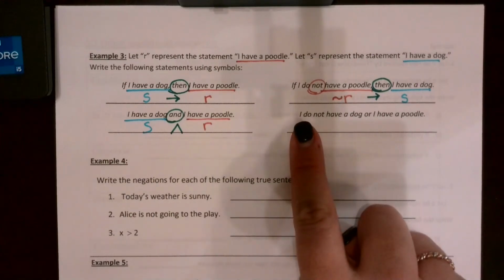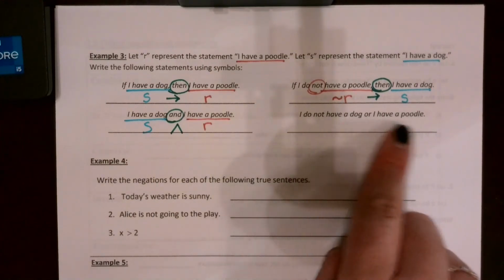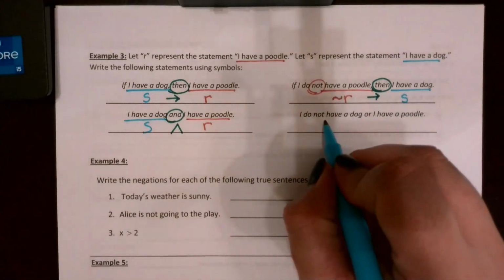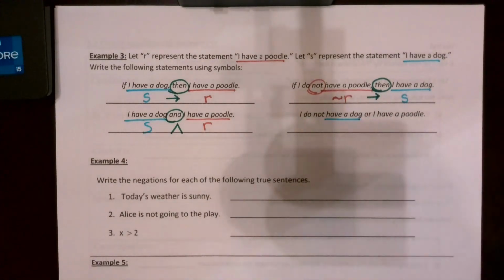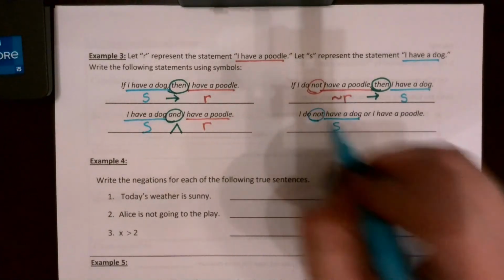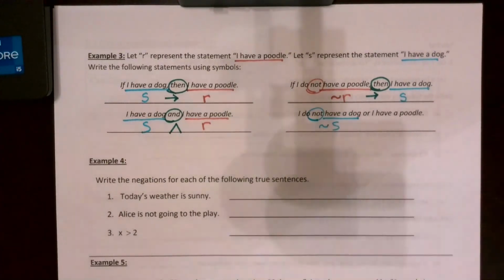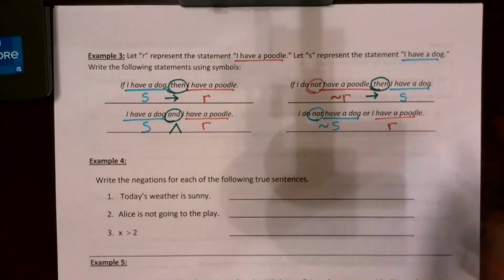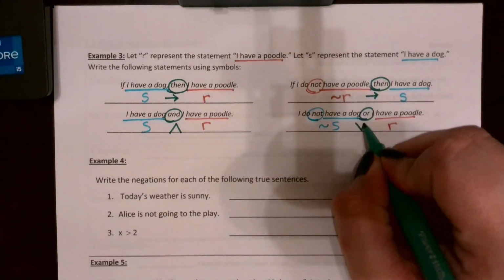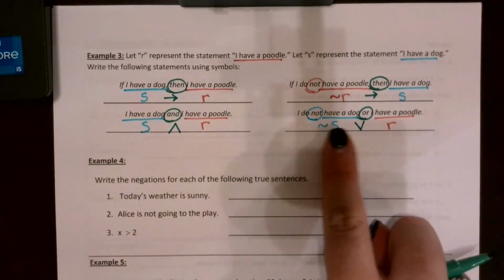This next statement says I do not have a dog or I have a poodle. Having a dog is my S statement. But not having a dog is my not S statement. Having a poodle is my R statement, and the word that's connecting them is or. So I'm going to use the V, not S or R.